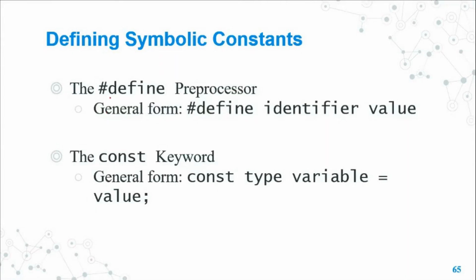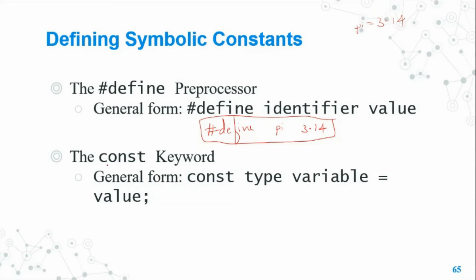In the case of the hash define preprocessor directive, the general form is hash define, then the identifier, then the value. As I said, if you want to give pi the value 3.14, what you have to do is write hash define pi 3.14. If you have written a statement like this at the start of your program, you will not be able to change the value of pi again, and always the value of pi within that particular program will be equal to 3.14. That's it.